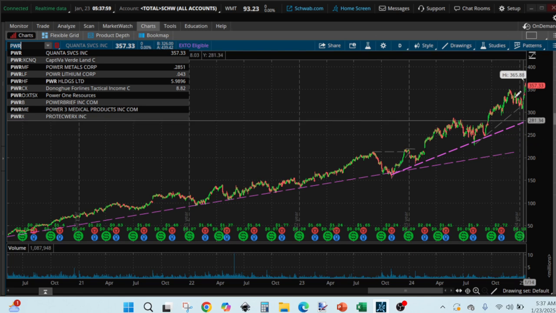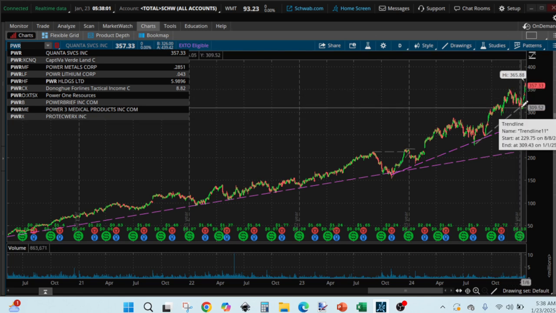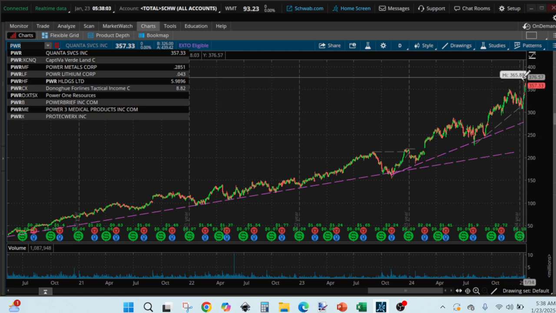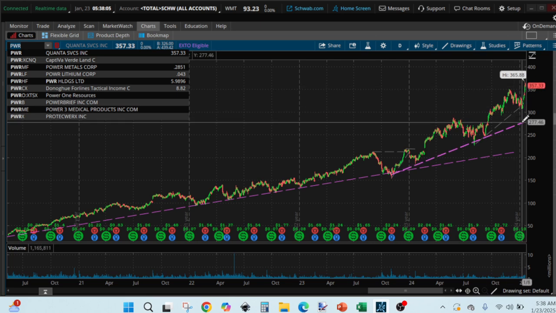But so far, it just went halfway and just went back up. It didn't even bother coming to it. So we'll just wait at that trend line.